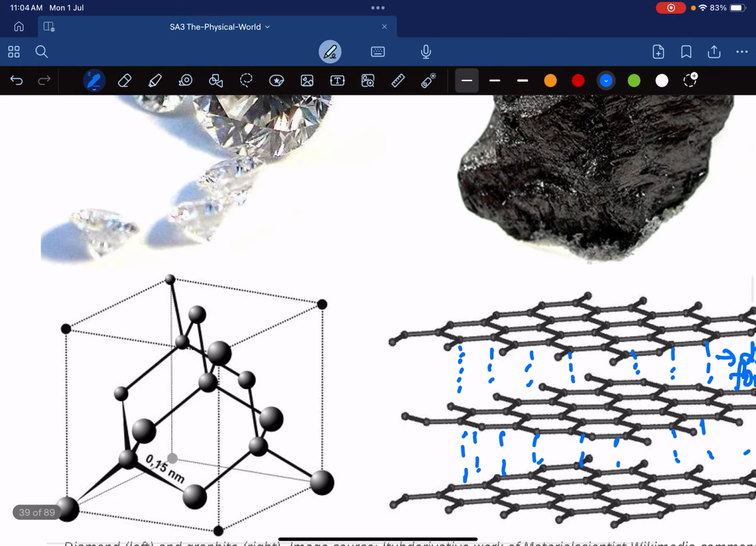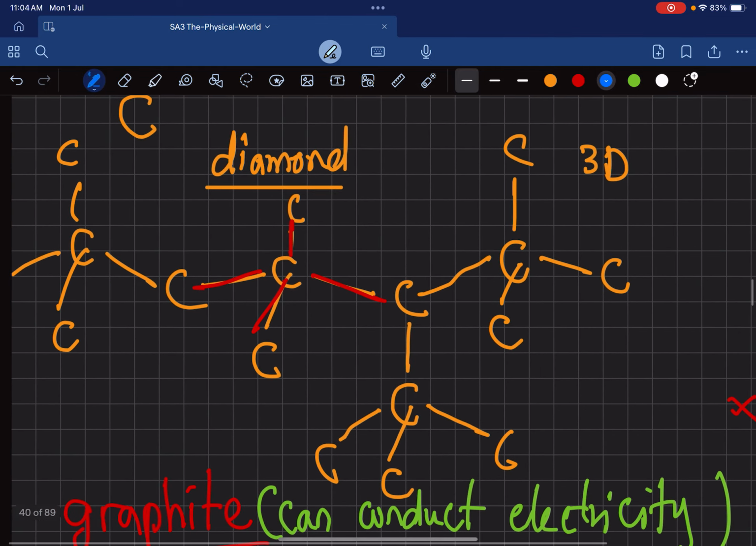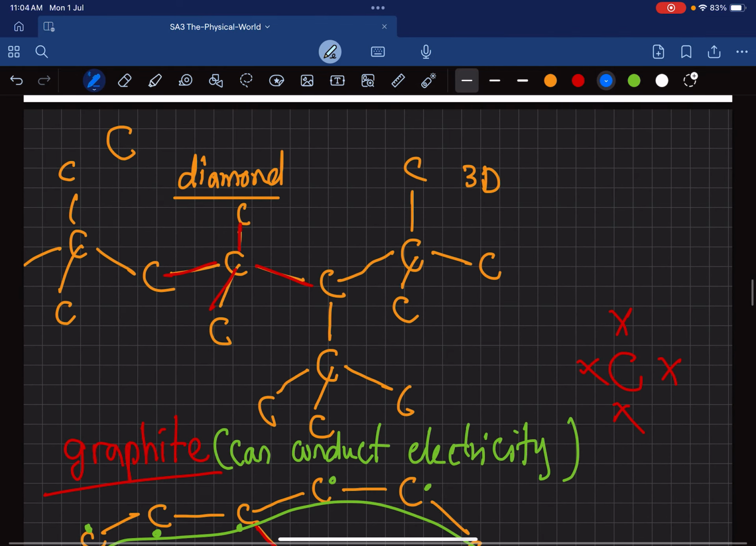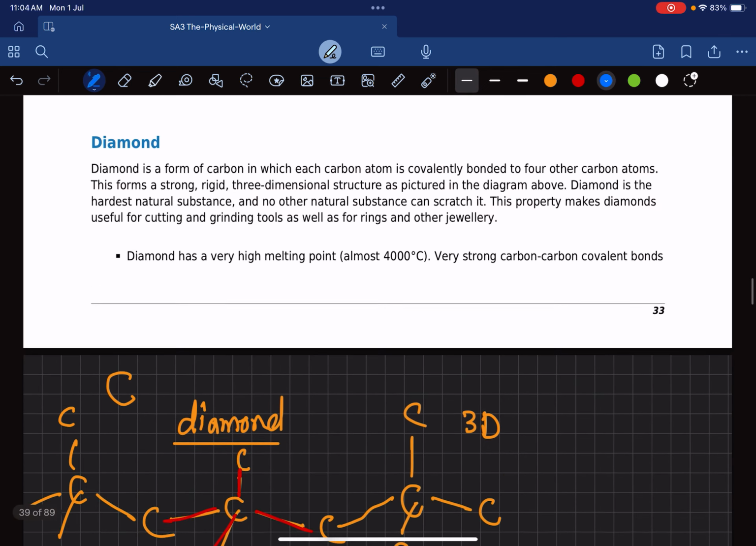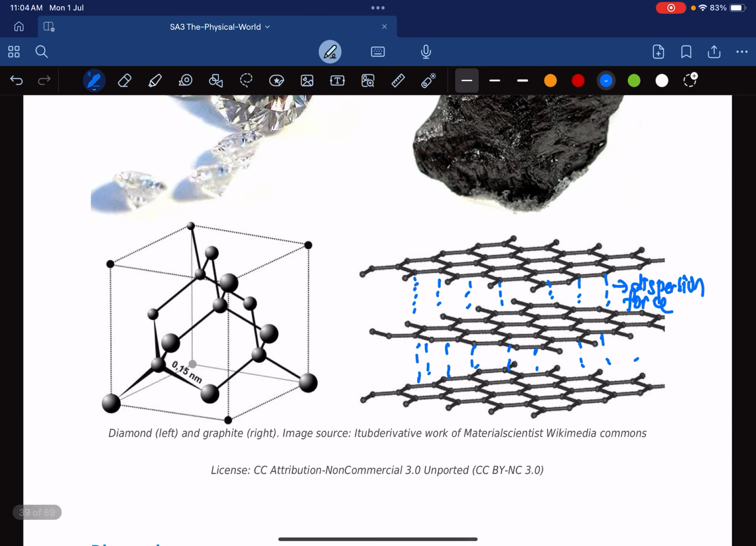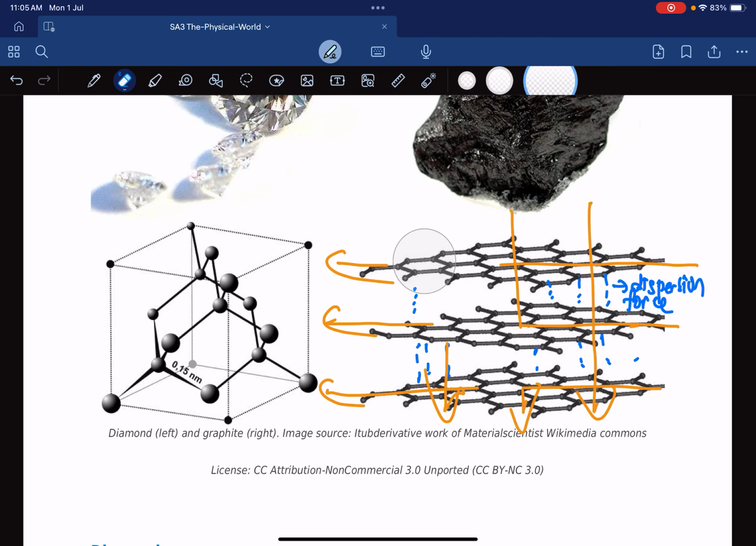Meanwhile, in the case of diamond just now, there is no such thing. Every carbon atom is attached to another carbon atom. And in the case of graphite, it can conduct electricity in this way, within the layers. It cannot conduct electricity in this way. It can only conduct within the layers, not between the layers. Okay, so this is what we call allotropes.